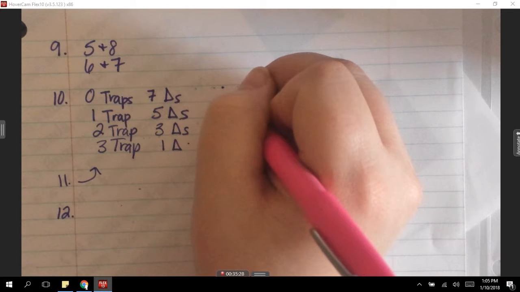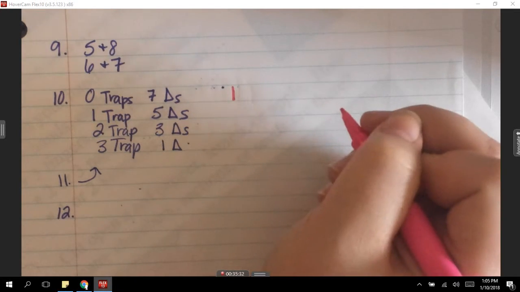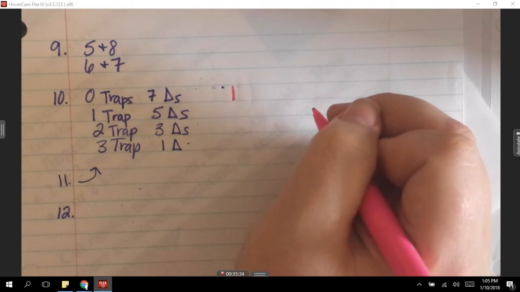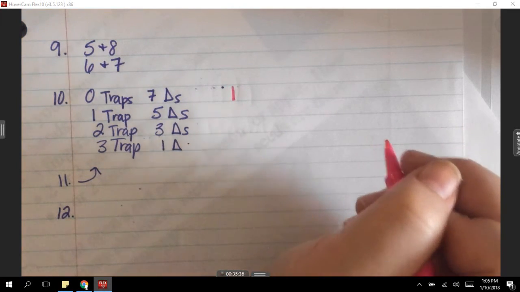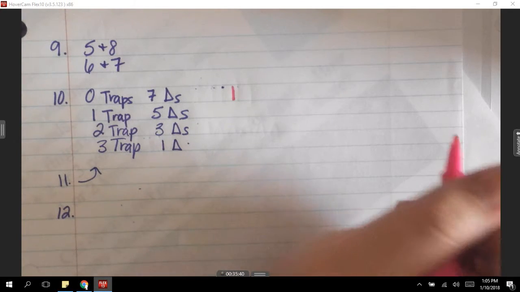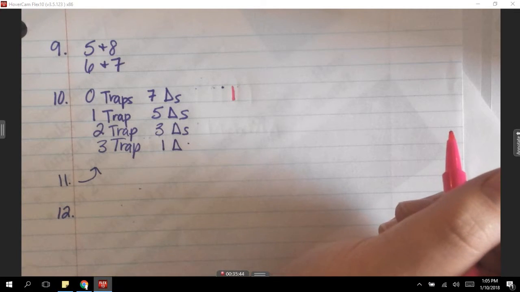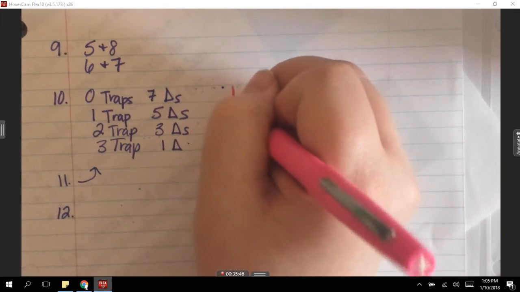Let's go through it. If we have 7 triangles, no trapezoids, how many options do we have? 1. We only have the 1 option. Hunter already said the number, I just can't acknowledge it. If we have 1 trap and 5 triangles, what problem was that? No, it was number 3. Oh, number 6, it was 4.